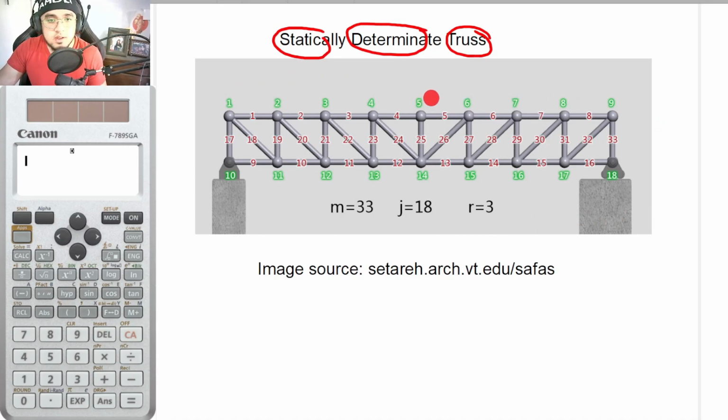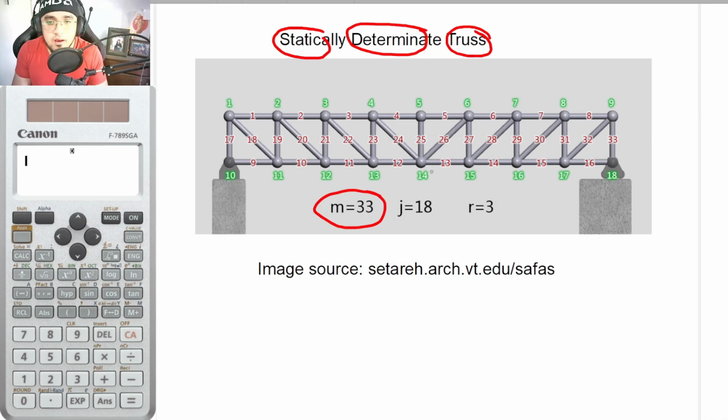In this truss, how many unknowns are there? How many values must we solve? As you can see, we have 33 members. You can count manually by pausing this video, but I am sure that there are 33 members in total. It is already written here. So there are 33 unknowns in these truss members.